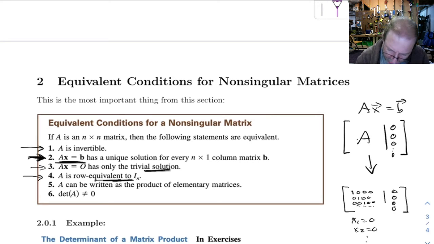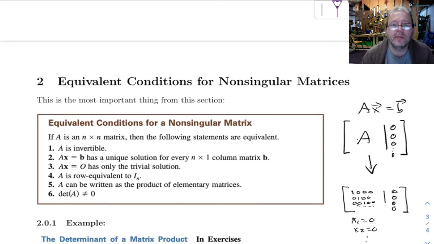So anyway, these are important equivalences here. And as we learn new concepts during the semester about things like linear independence, things about rank, things about eigenvalues, when we learn those things, we'll get additional lines that we can put on here.